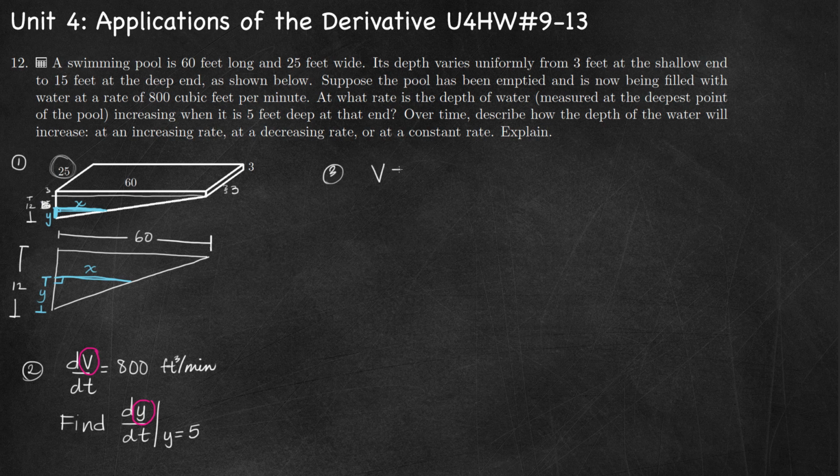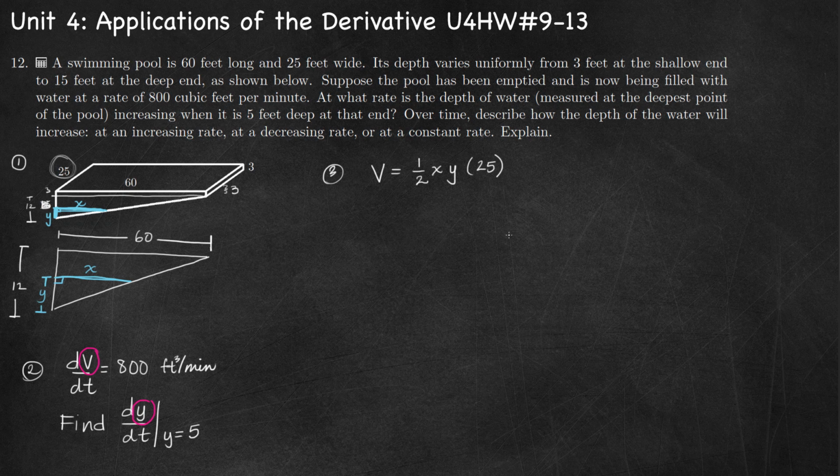So my volume for this triangular prism is going to be 1/2 times x times y, that's the area of the triangle, times the 25 feet that it's going back. That's the volume. Now, problem here, we have 3 variables. So I'd rather not take the derivative of this equation right now because I'd have to use the product rule, and since I'm taking the derivative with respect to time, I'm going to have a dv dt, a dx dt, and a dy dt all in this equation. And we don't have any information about dx dt. So that's going to make it more difficult.